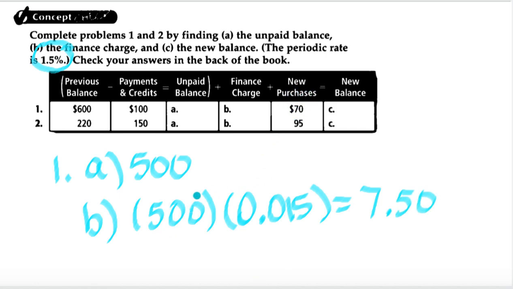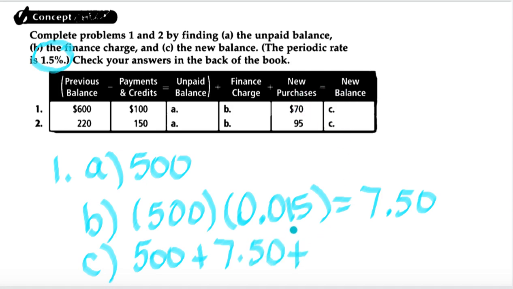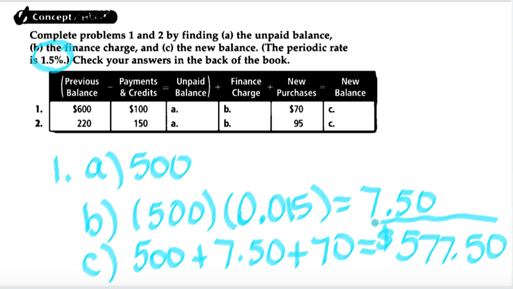We have the new purchases of 70, so we're going to take the 500 plus the 7.50 plus those new purchases of $70 to find the new balance. So 500 plus 7.50 plus 70, and you should get a total of $577.50. That is your answer for letter C. That is the new balance.